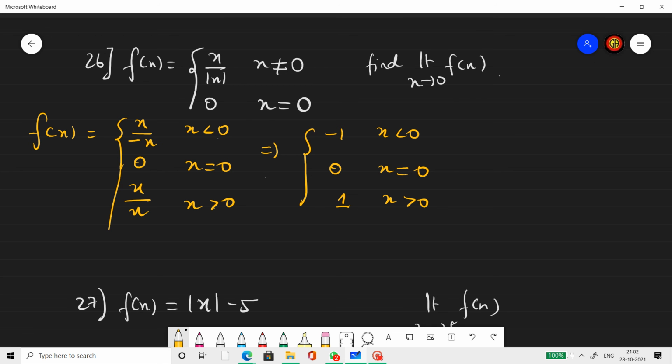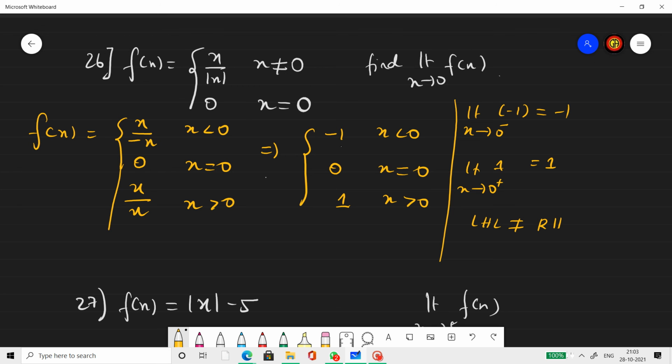So that means when I do it, limit extending to 0 minus will be on a function minus 1 and the answer will be minus 1. Limit extending to 0 plus will be on a function 1, which will be 1. LHL not equal to RHL at x equal to 0. So limit does not exist at 0.